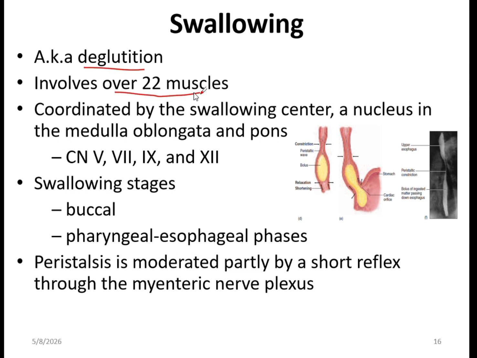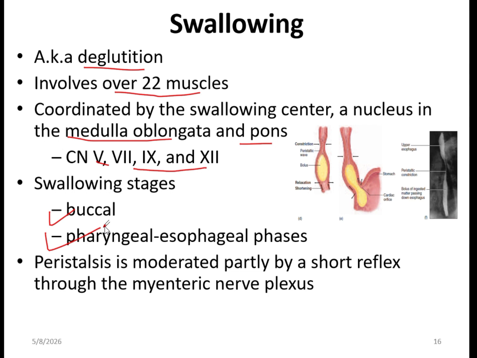So it involves generally 22 muscles, and is coordinated by the swallowing center in the nucleus, in the medulla oblongata and pons. As I said earlier, the medulla oblongata and pons are responsible for and coordinate this. And the cranial nerves 5, 7, 9 and 12 are mainly involved. Next are the swallowing stages: the buccal stage and the pharyngeal and esophageal stages.